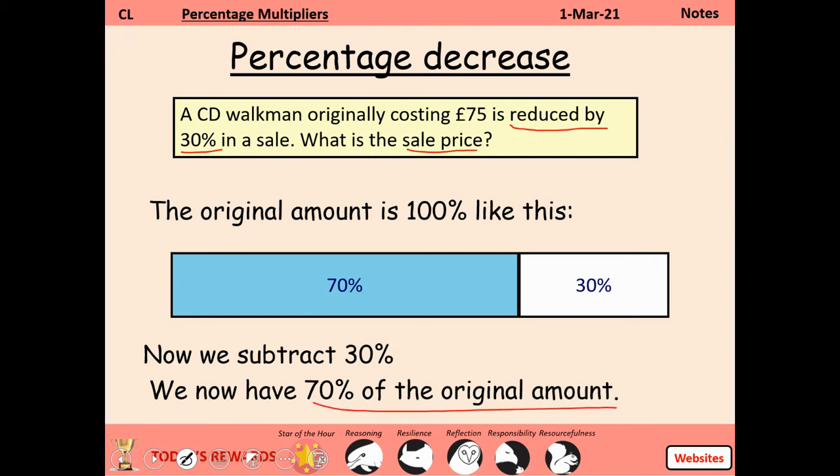That makes sense. So the original was 100%. Because there's been a reduction by 30%, as a percentage of this cost here, what we're trying to work out is 70%, okay? So whenever you're doing a percentage decrease, the original amount is 100%, and then you subtract the percentage decrease, which is 30%. So 100% minus 30% is 70%. And all you have to do is work out 70% of the original amount, £75, okay?